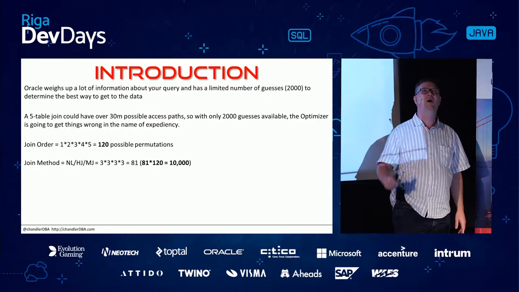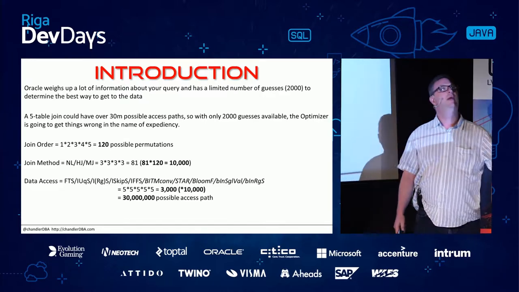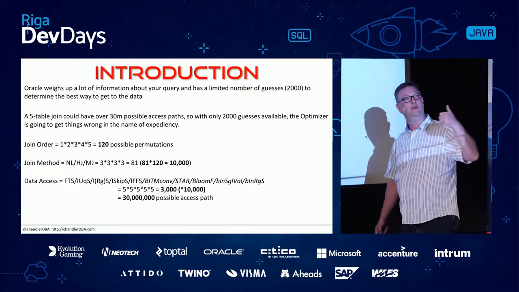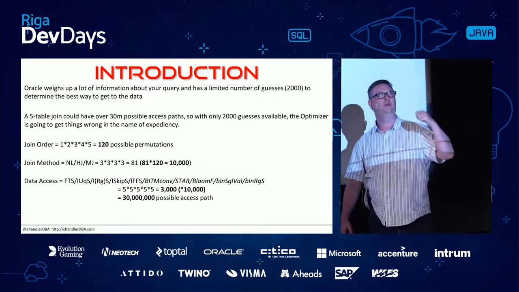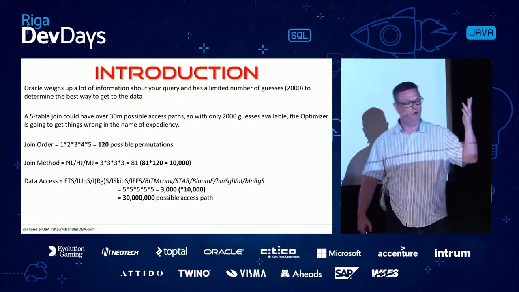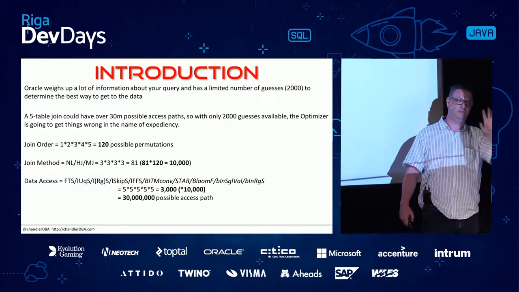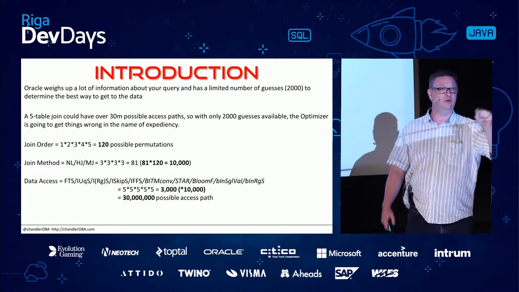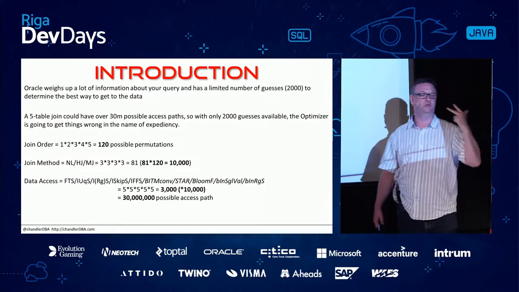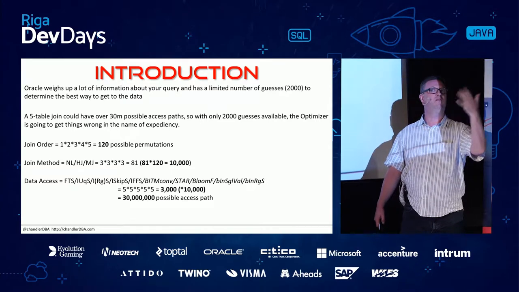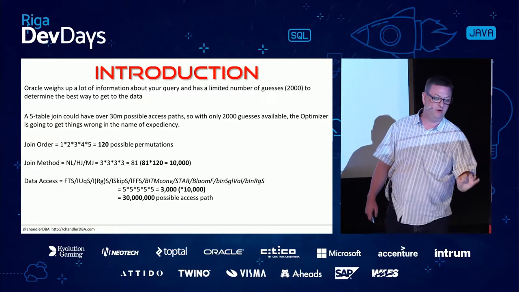Now, you may be thinking, how are there 30 million access paths on a five-table join? Well, first of all, Oracle's got to work out the join order. Does it join table A to B to C to D to E? Or does it join table A to B to C to E to D? Or does it join table A to B to E to C to D? Or whatever combination there? That's for five tables, five factorial, that's about 120 possible permutations of how it should join them together. It's then got to work out how it's going to join each individual table together. Should it use a nested loop? Should it use a hash join? Or should it use a merge join? That's Oracle's three options. And so that's three for each of the joins. You've got five tables, four joins, three times three times three times three is 81. Multiply that by the 120 from the previous calculation, we're now at 10,000 ways to get to your data.